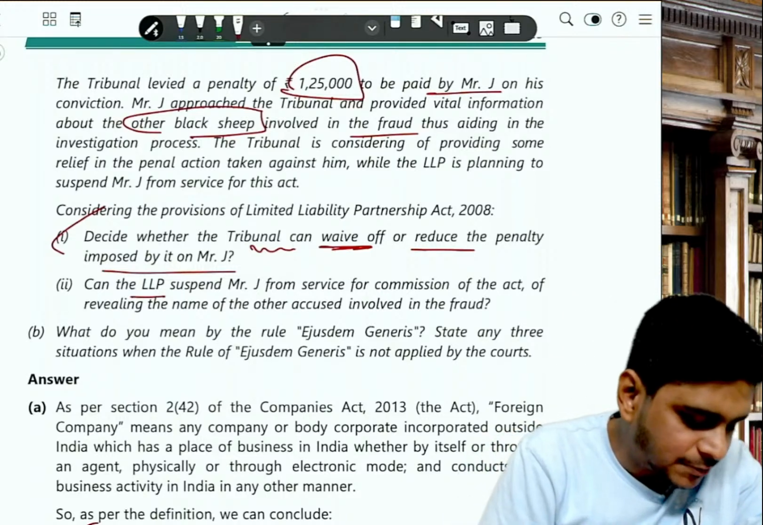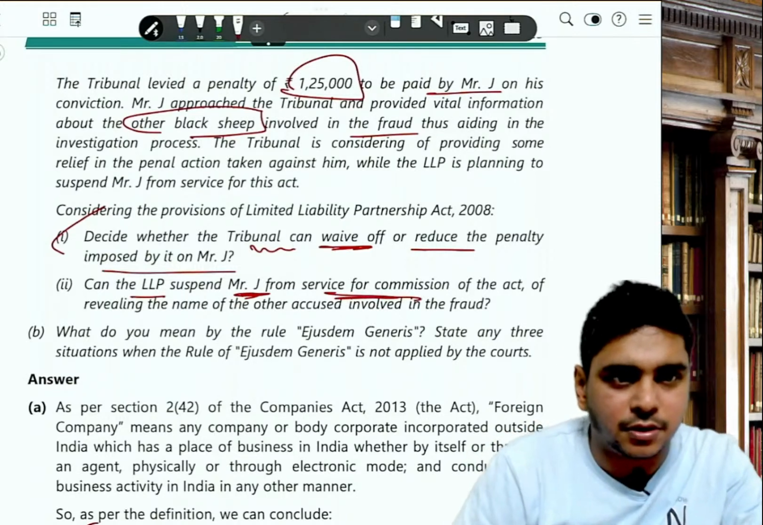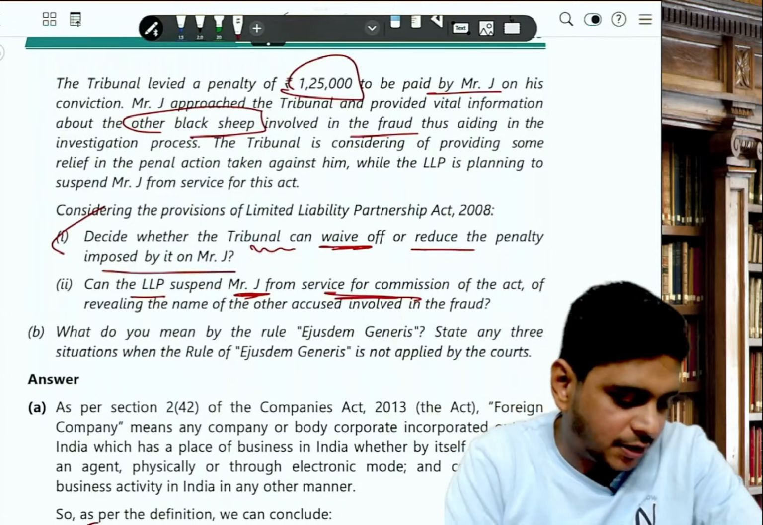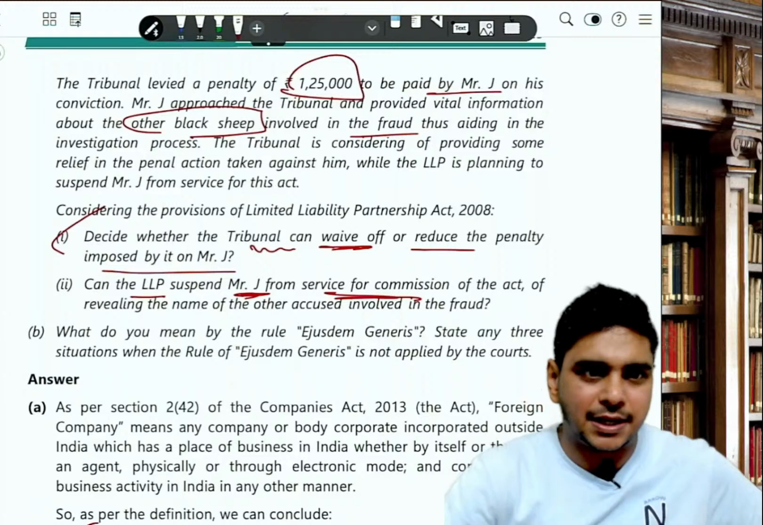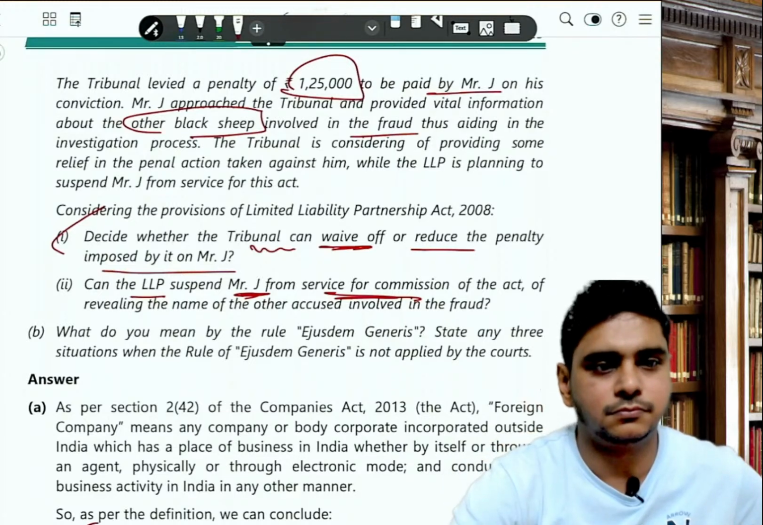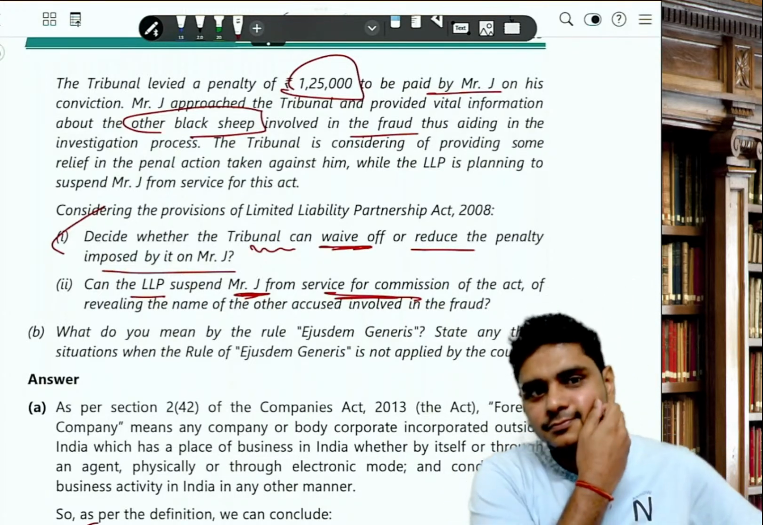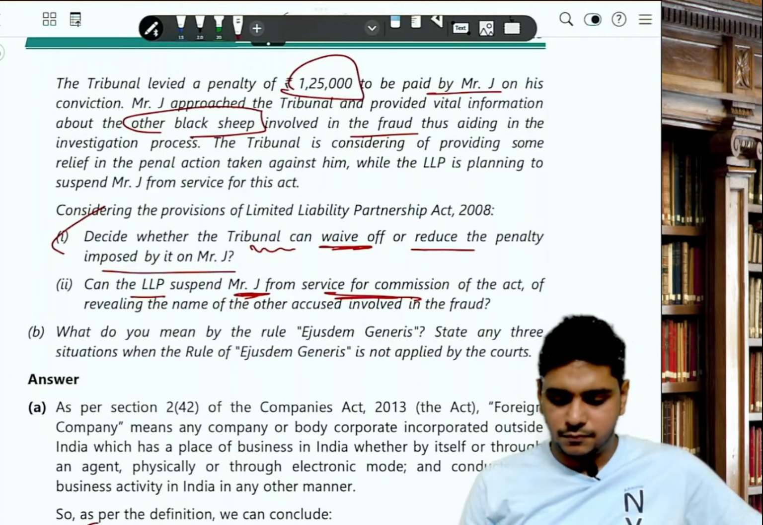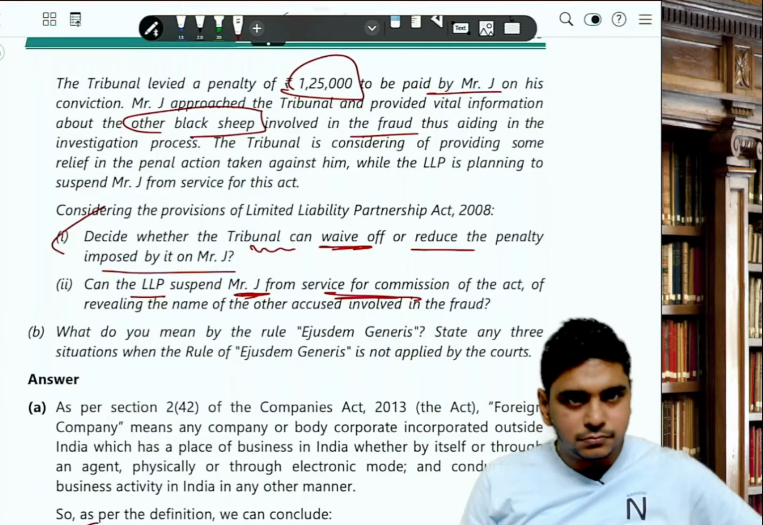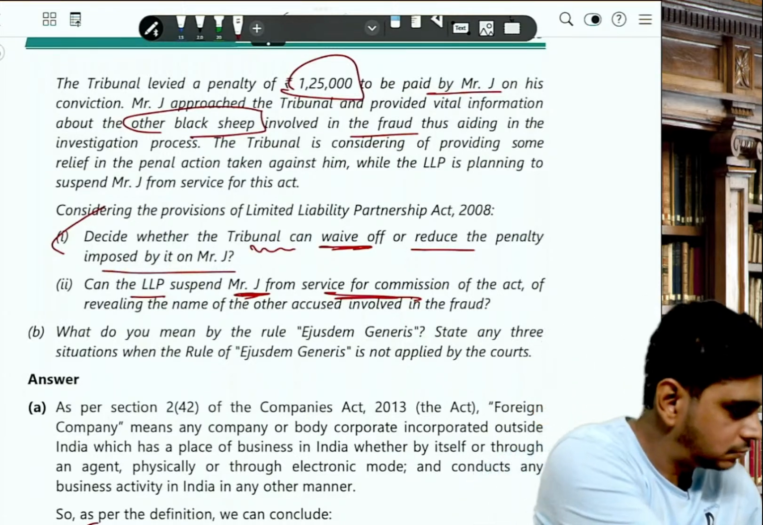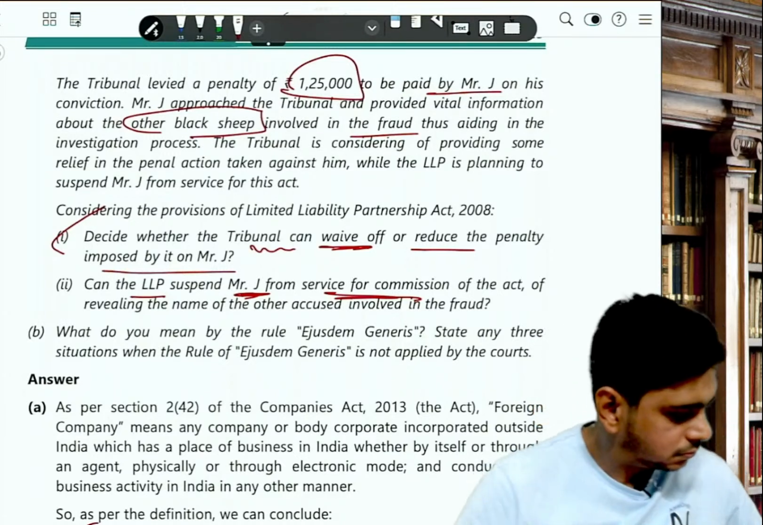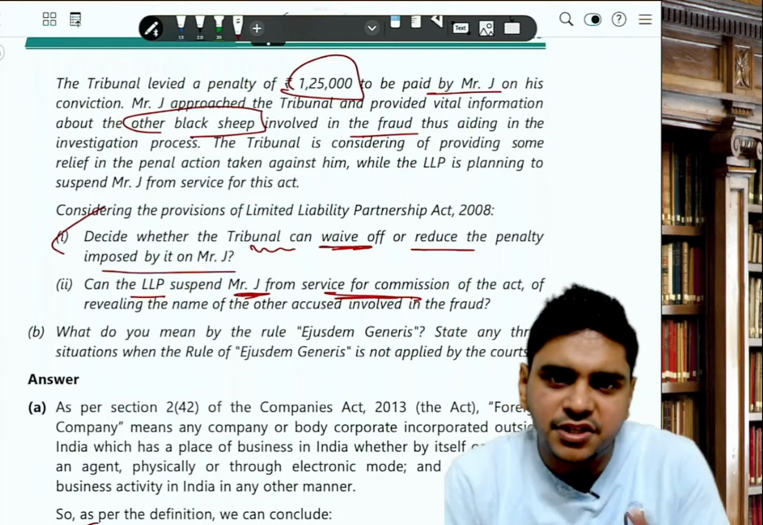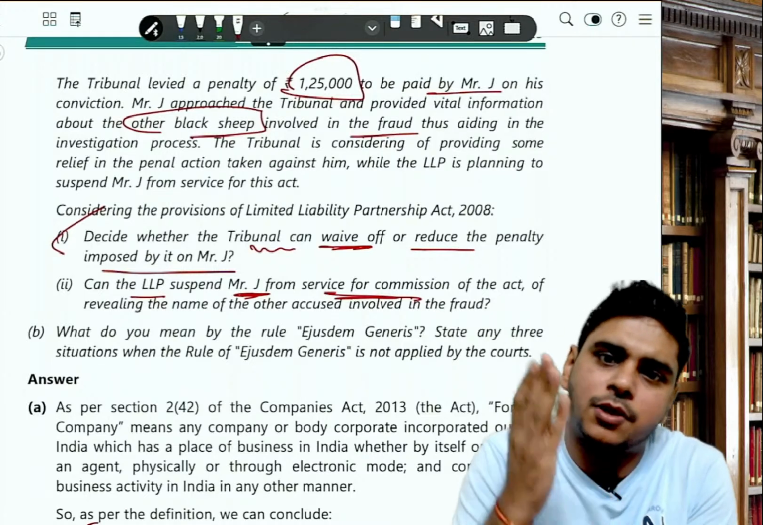Can the LLP suspend Mr. J from service for revealing the name of the other accused involved in the fraud? Second question. Tell me yes or no. No. We just did the concept. You can't threaten, you can't dismiss, you can't harass.